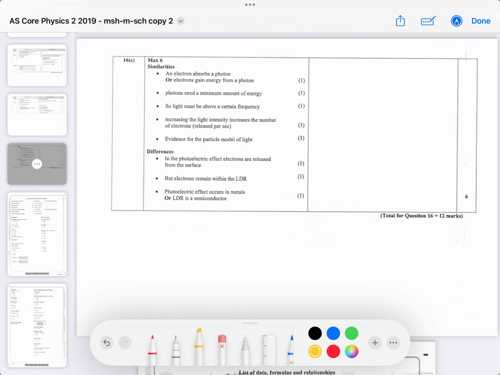And here you've got the similarities, 6 marks. An electron absorbs a photon. So in both cases, electrons gain energy from a photon, same wording. Photons need a minimum amount of energy. So in other words, with both of them you would need a minimum amount of energy from the photon. Certain photons would not be able to, even in the LDR, push the electrons into the conduction band. So light must be above a certain frequency for both of them.